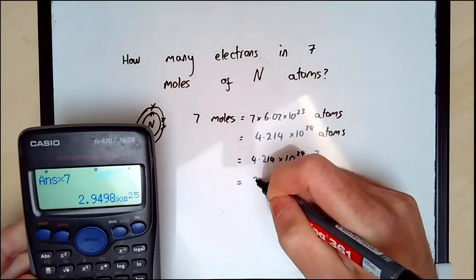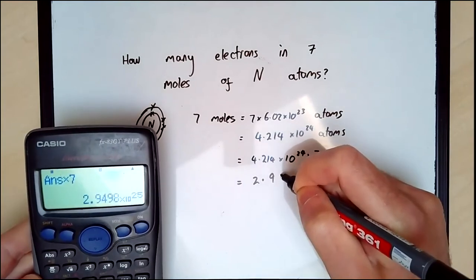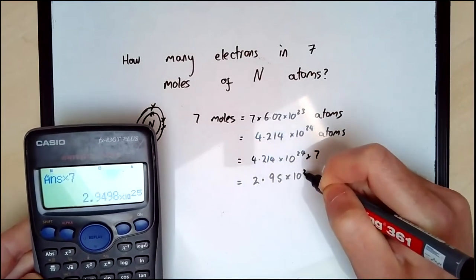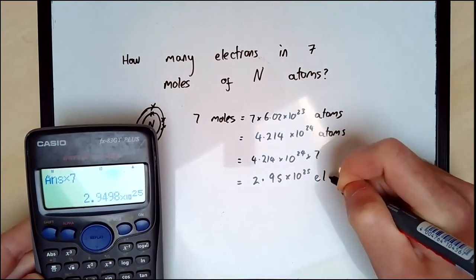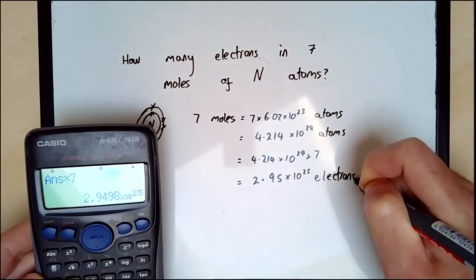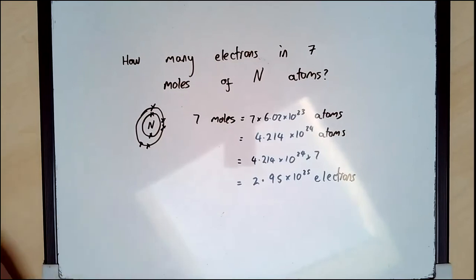And that gives me 2.9, around 3 × 10²⁵ electrons. And that's that question done.